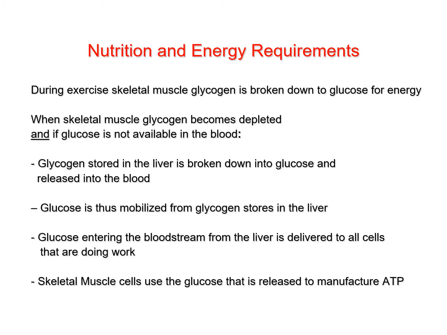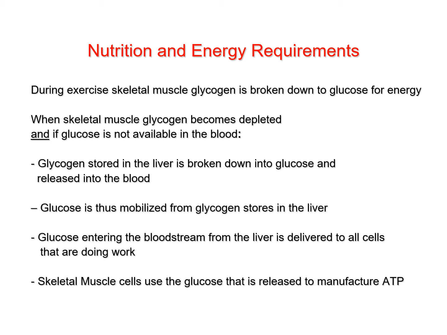Now, during exercise, in terms of the glycogen stored in skeletal muscle, it gets broken down to glucose and then used by the skeletal muscle tissue as an energy source. And if the stores of glycogen in the skeletal muscle become depleted, then each muscle, which of course is a separate organ, can use glucose from the bloodstream. However, if the glucose in the bloodstream is depleted, then glycogen stored in the liver will be broken down into glucose and the glucose released into the blood, and that's what's meant by mobilization of the glucose.